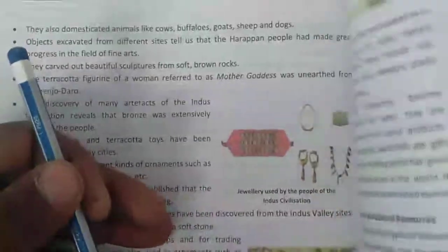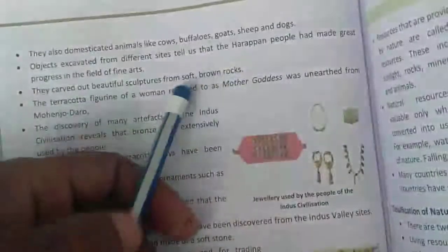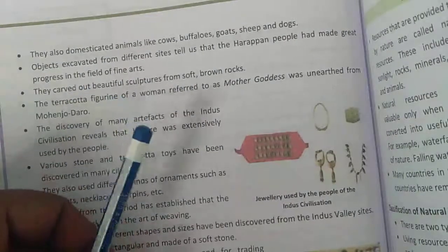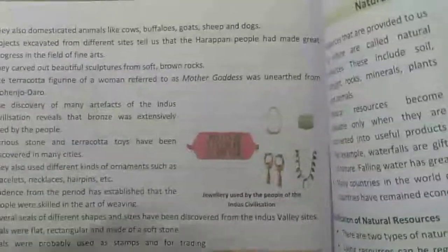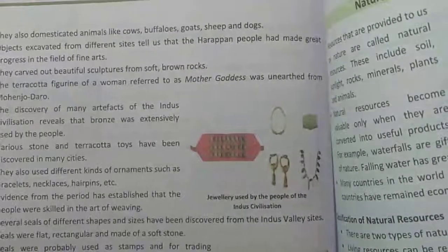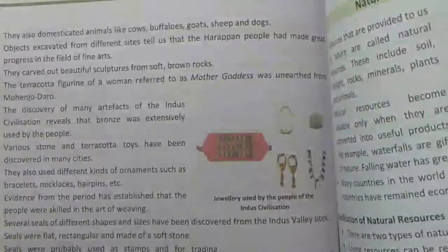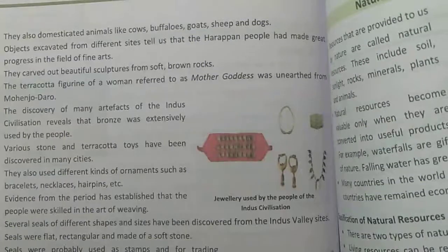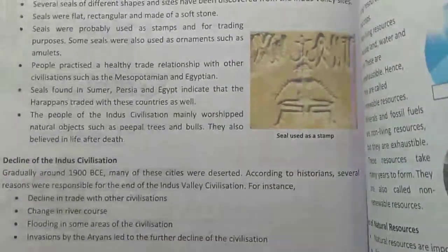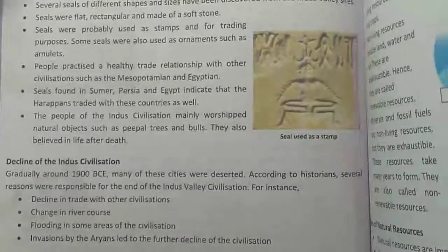After that, these people domesticated animals like cows, buffalo, and sheep also. The objects excavated from different sites tell us about the progress of the people, because objects like ornaments are found, and seals and stamps are also found there, and coins are also found. Some icons are found, some toys are found, and some other utensils are also found. Depending upon them, we can imagine how developed a civilization it was. It was an advanced and developed civilization, and people used many fine things at that time, so we can guess that people were very developed.